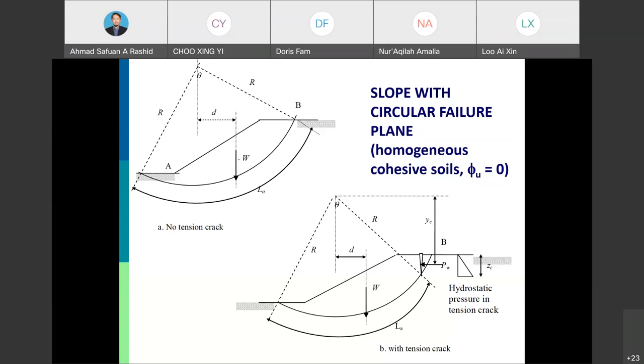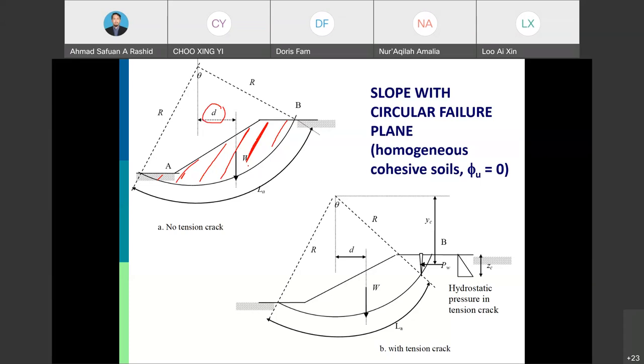So let's see, to determine the driving moment, we need to know the width of this slope structure within the boundary that we create from the circular slope failure mode. By using the moment arm, which is d, we multiply with the W, so we get the driving moment. So that is for the driving moment.